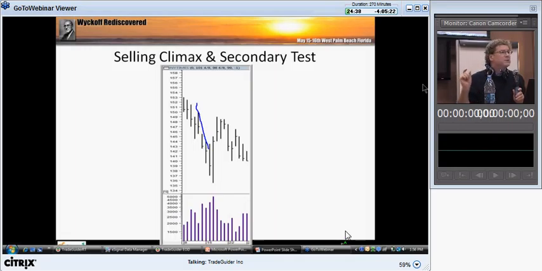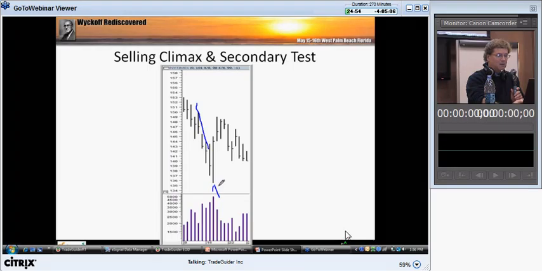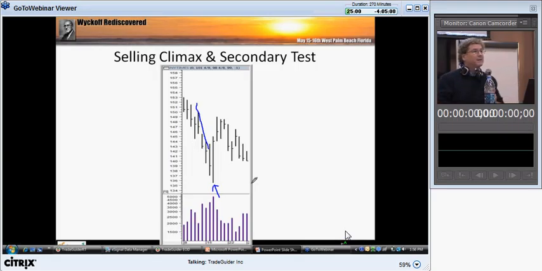But we need to also see one other component here, and that is that buying is coming in. It must be evident. Can everybody see this widespread bar right here that I'm highlighting with this arrow? It looks like I'm a kid doing this, right, from first grade. Everybody see that bar? What do you notice about that bar? What's notable about that? Closes on the high, right?